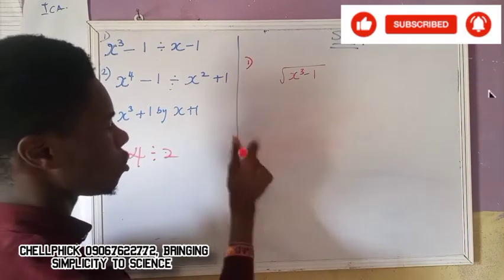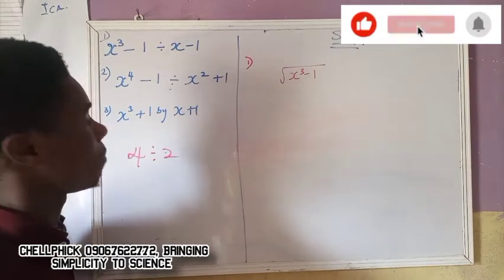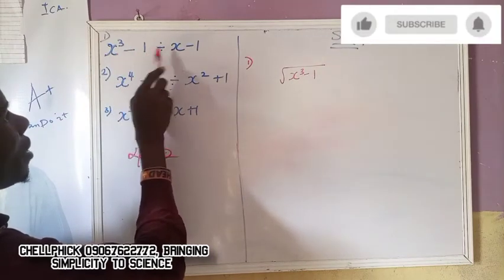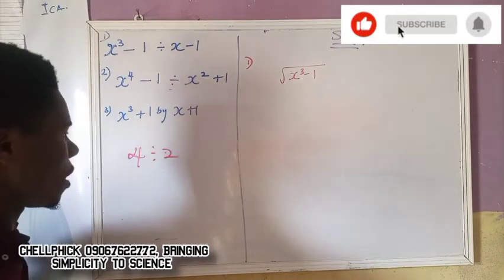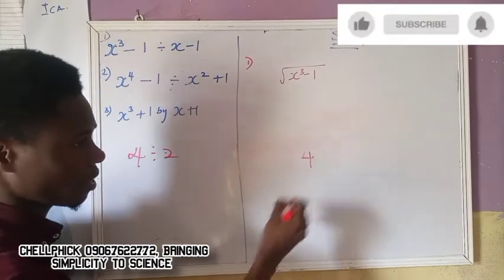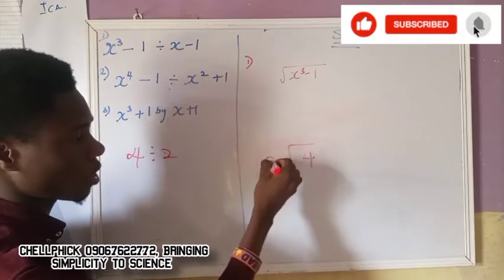So that is what I'm going to be doing now. This is the type of topic that you find in further mathematics. So we have x raised to power 3 minus 1 divided by x minus 1. Now imagine you see a normal number like 4 divided by 2. How will you do it? Using normal long division, 4 inside, you put 2 outside, right?